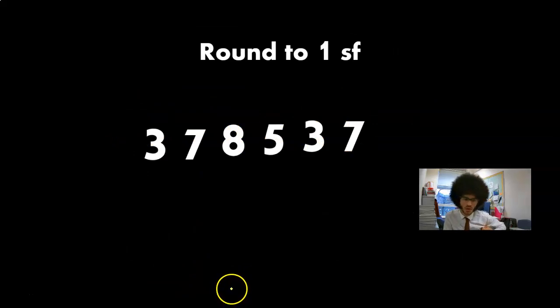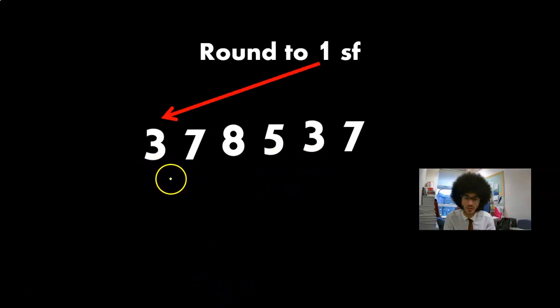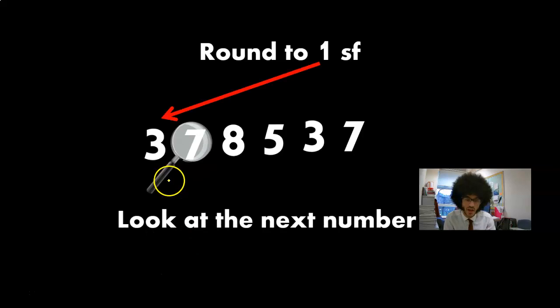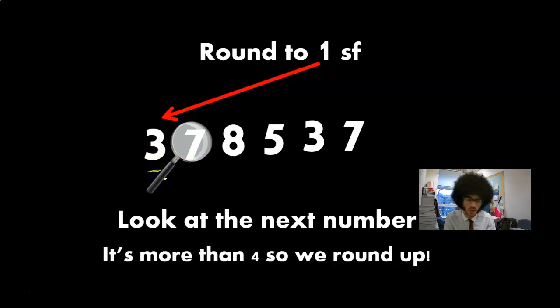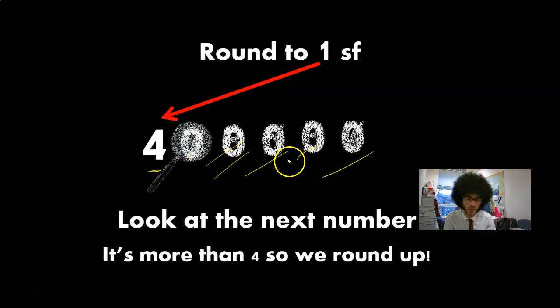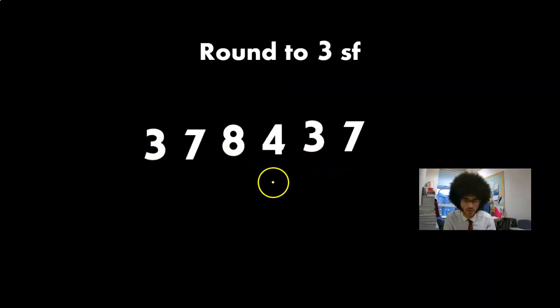So just going through a few more examples here. If I was to round this number to one significant figure, I look for where one significant figure is, which is there, and then I look for the next number. I can see that it's bigger than 5, so I have to round this 3 up to 4. Everything else we get rid of, therefore this will become a 4 and everything else just becomes 0. So that's a one significant figure number. Let's try a few more.